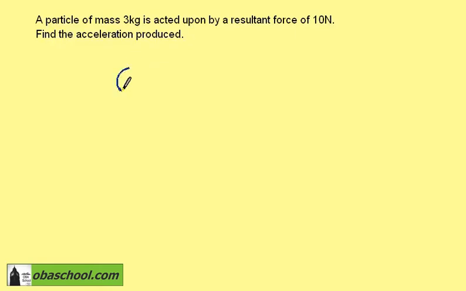So here we have a 3 kilogram object acted upon by a resultant force of 10 newtons. And we know from Newton's second law that this will produce an acceleration in the same direction as this resultant force. We can find the acceleration using the formula F is equal to ma.